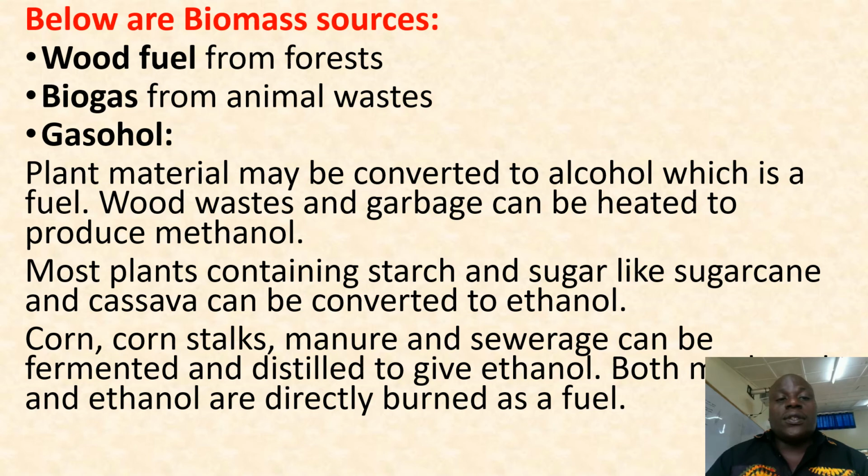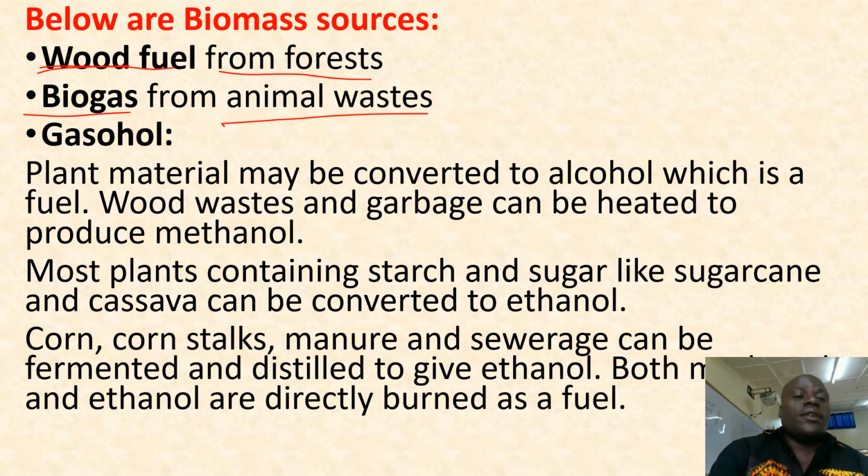Biomass has very many sources, as I said, and this one gives us different forms of biomass. For example, wood fuel. This is firewood from forests. This is one of the sources of biomass. We have wood fuel from the forests, then this is firewood in short. Then we have biogas from animal wastes and I think human wastes. Then we have gas oil.